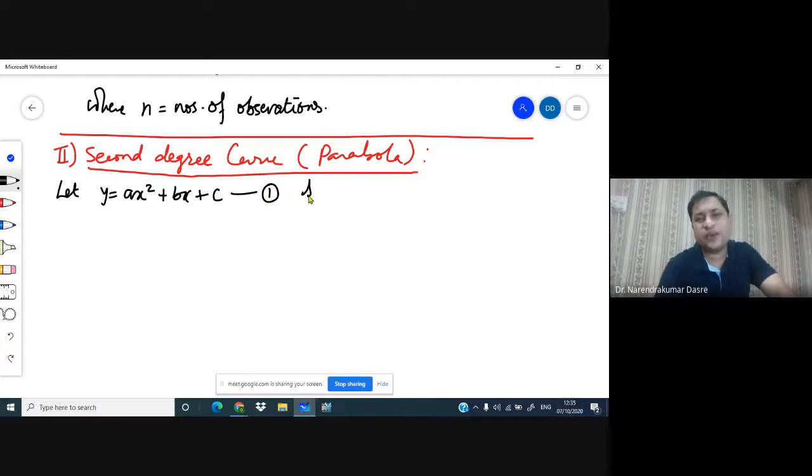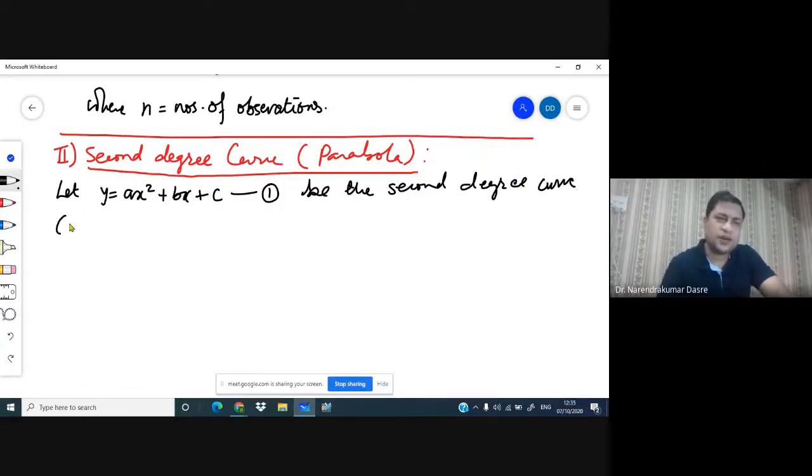The general equation of a parabola is y is equal to ax square plus bx plus c, equation 1, the second degree curve, or in bracket, this is going to be the parabola. Okay, so this is the parabola we have.